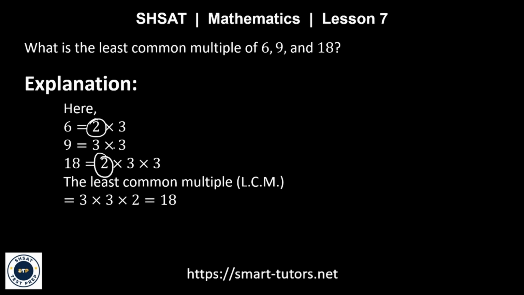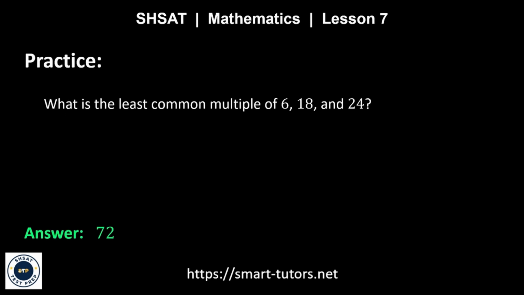And so how many 3s would you multiply with? You pick the most number of 3s that's found in one number. One number, 9, has the most number of 3s. So you would pick two 3s and one 2. You multiply that and you get 18. And that's how you find the least common multiple. What is the least common multiple of 6, 18, and 24? Take a moment, pause this video, and see if you can get that answer.